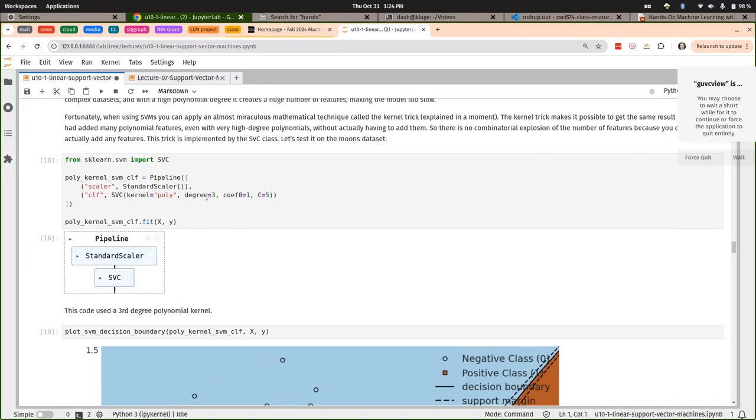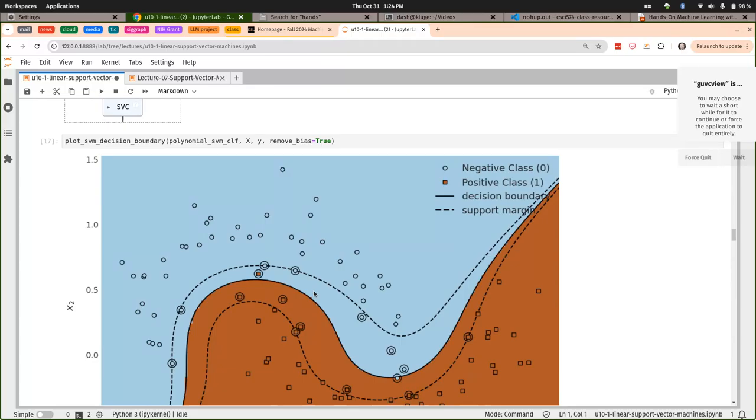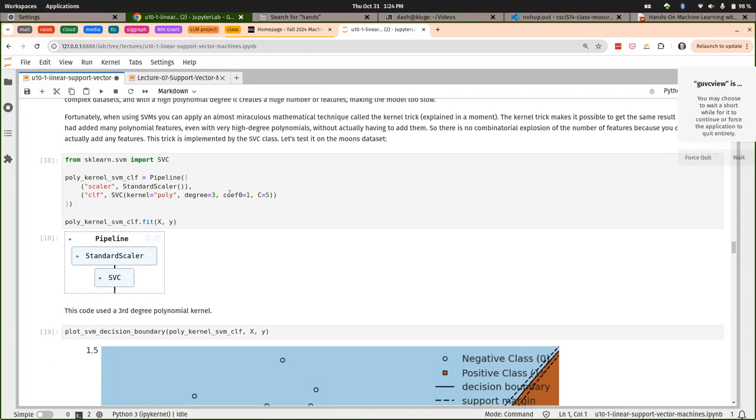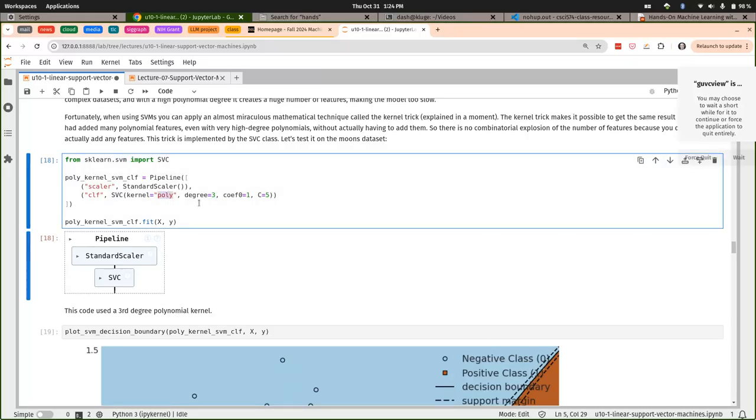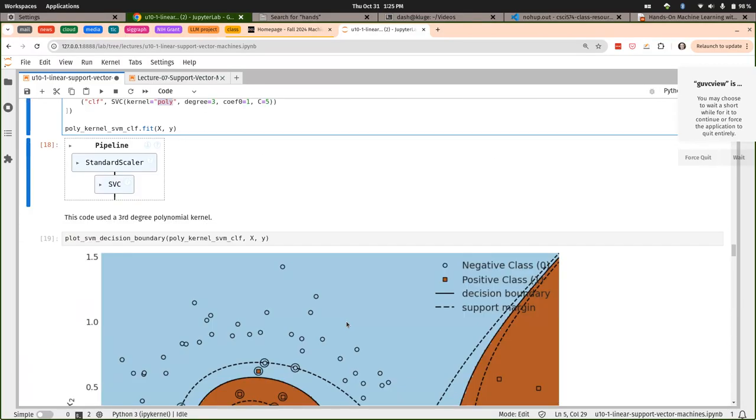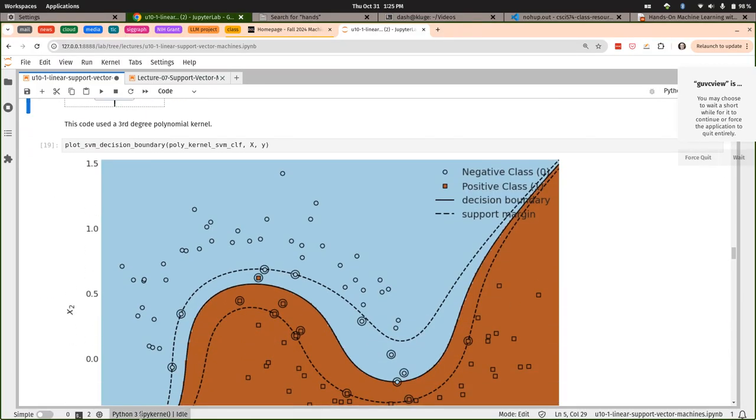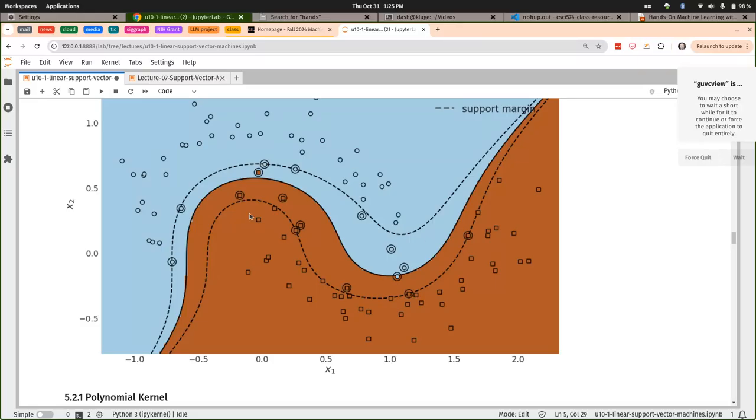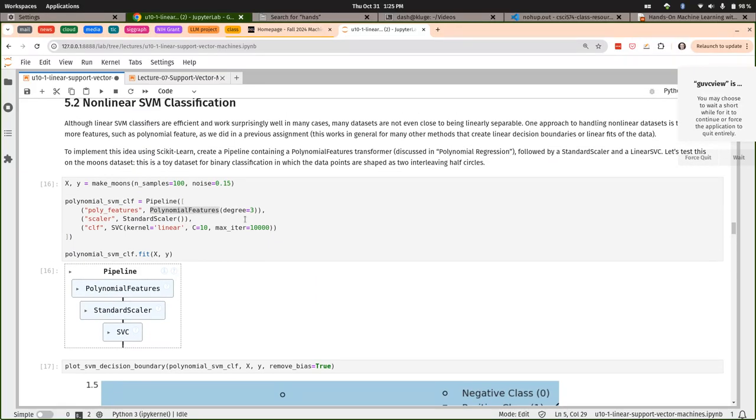And doing the same thing. So this should give us a pretty similar result, just using the built-in polynomial kernel from the support vector classifier. So again, in this case, it might be better than the other notebook. I was trying to get exactly the same model, the same decision boundary that we had before, but in the first case, we're doing it by hand.